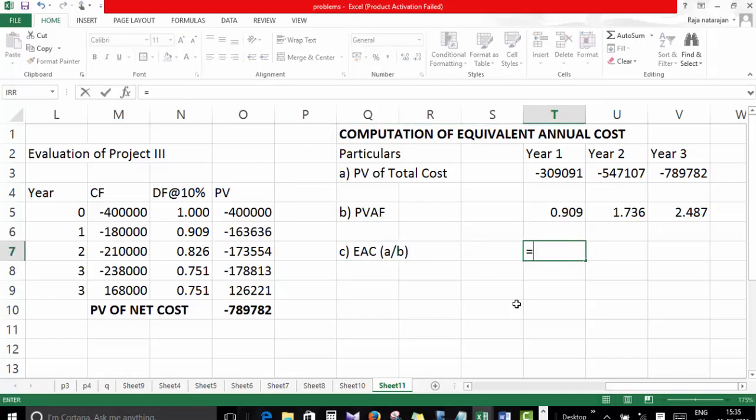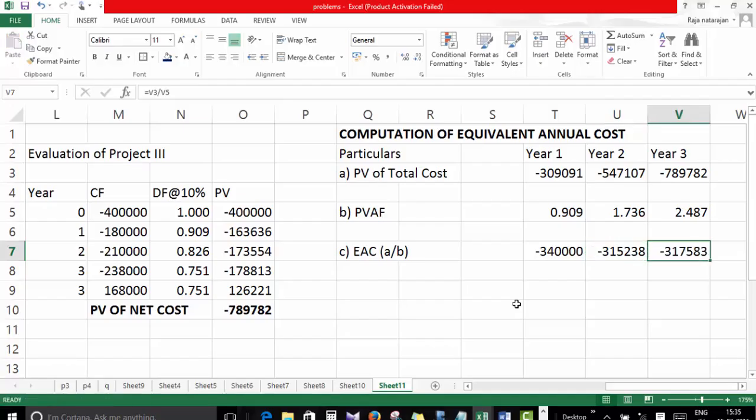So here it's going to be 3,09,091 divided by 0.909, which is 3,40,000. And here it is 3,15,238. And in the third case, it is 3,17,583. So now by looking at this, you will understand that if you are going to sell the asset at the end of year one, that is, if you are going to sell the car, the taxi at the end of year one, it means every year you have to spend 3,40,000. So that's the inference. It is as good as spending 3,40,000 in present value terms every year.